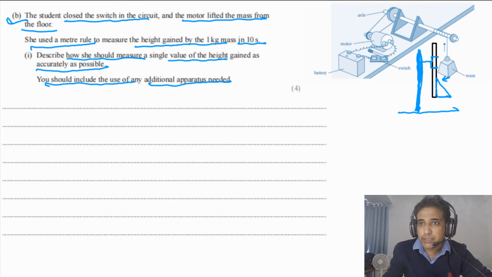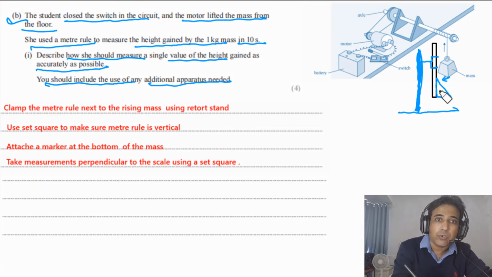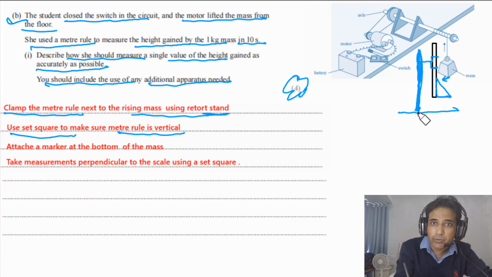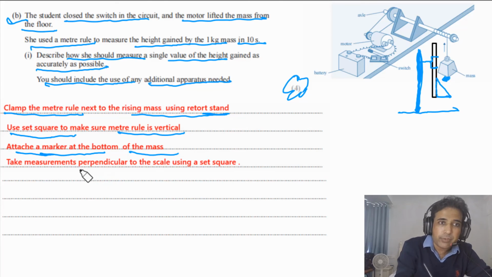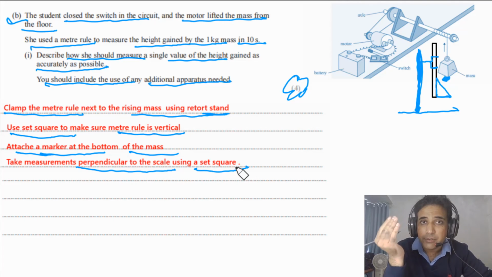Now let me show you how you can write down the answer. In your answer you can mention these 4 points because this question has 4 marks. You can say clamp the meter rule next to the rising mass using a retort stand. Use a set square to make sure the meter rule is vertical, as we have already shown here. And attach a marker at the bottom of the mass. So here we can attach a marker. Take measurements perpendicular to the scale using a set square, so we can avoid parallax error.